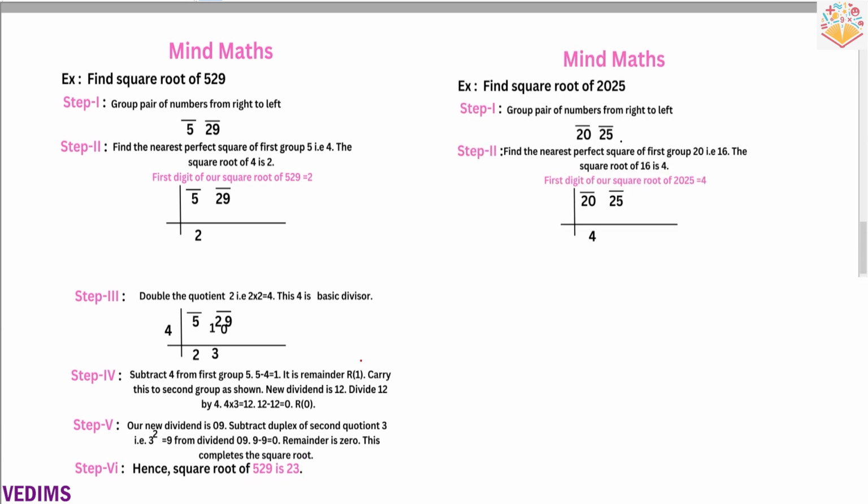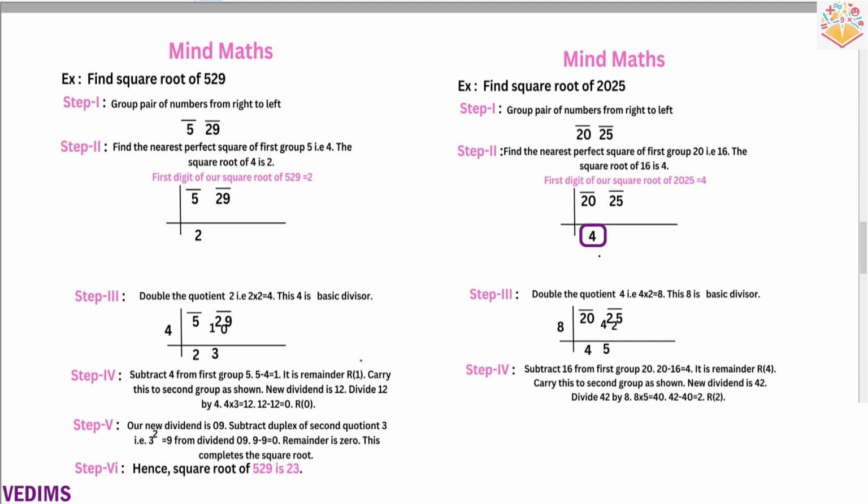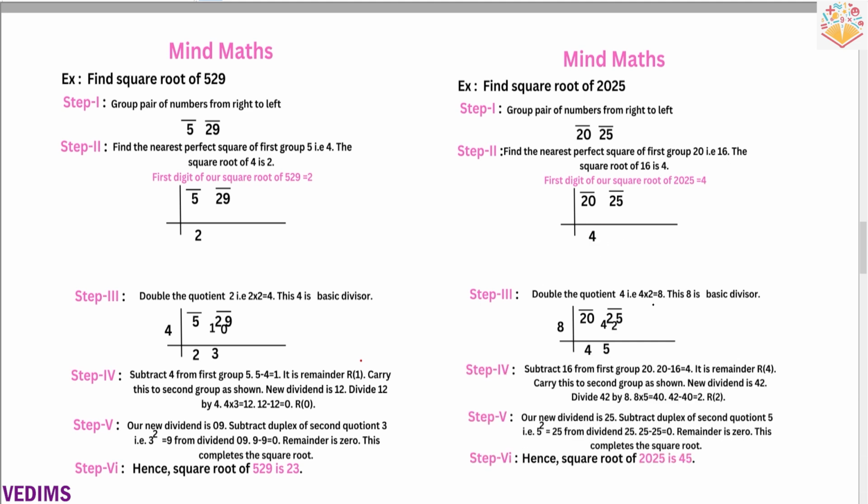Similarly, find square root of 2025. Group a pair of numbers from right to left: 20 and 25. Find the nearest perfect square of first group 20, that is 16. The square root of 16 is 4. First digit of our square root is as usual 4. Double the quotient 4, you will get 8. 8 is the basic divisor. Subtract 16 from first group 20.